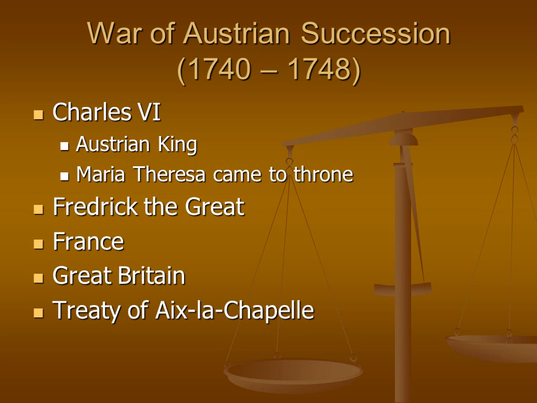France gets involved. France and Austria have a long relationship of not liking each other. So when France gets involved, the other people who don't like France, Great Britain, get involved. So the British join the Austrian side, the French join the Prussian side. This war lasts for 8 years. At the end of 8 years, nobody's really gotten any advantages or gained anything.